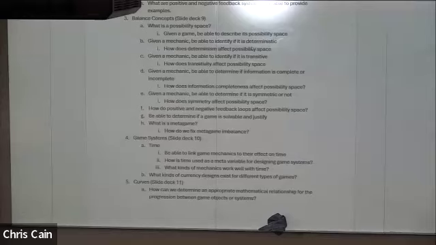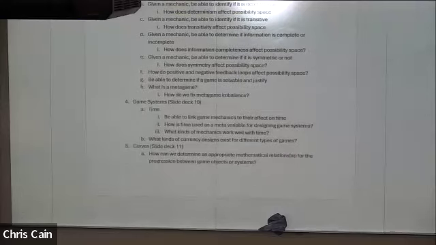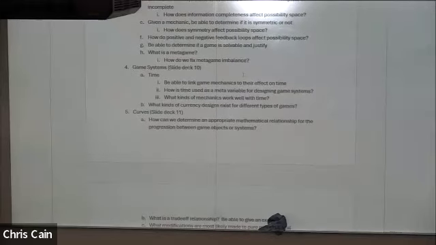I could give you a mechanic or have you give me a mechanic that is deterministic, or that is transitive, or that is complete or incomplete for information. We talked about information completeness and how that affects possibility space. Did look at mechanic symmetry. Talked already about positive and negative feedback loops affecting possibility space. Being able to determine if a game is solvable or not.